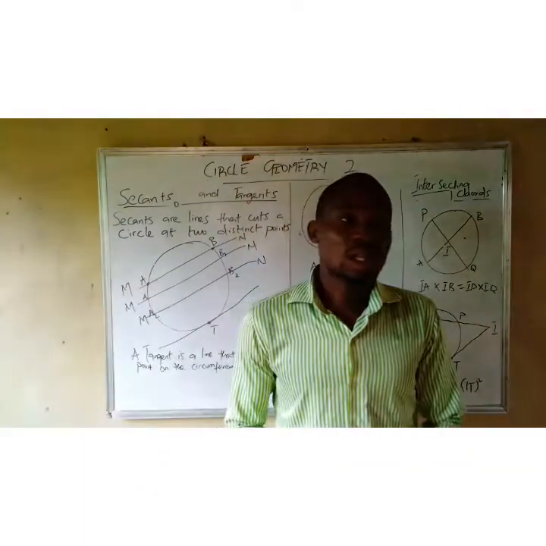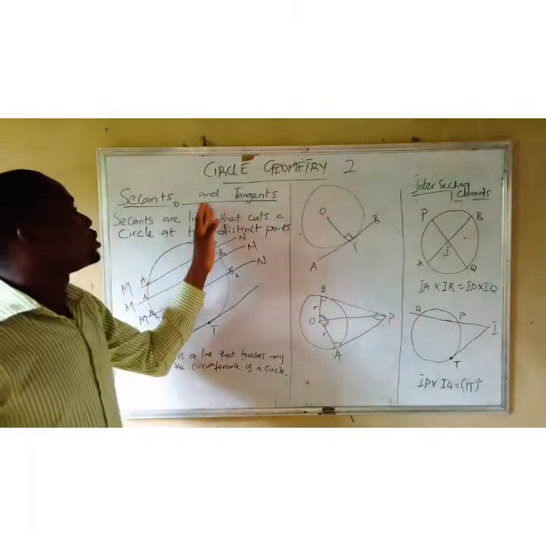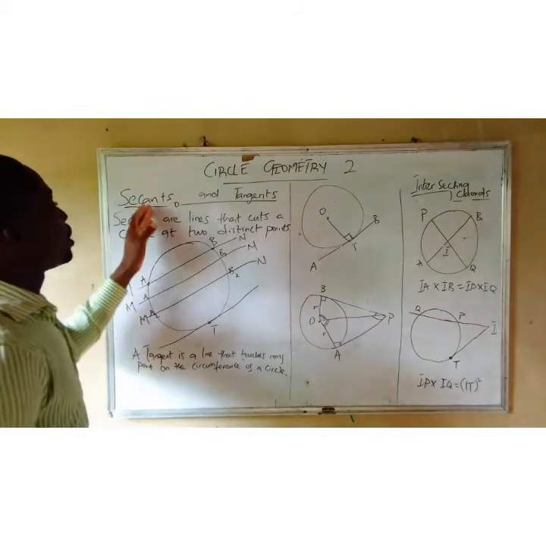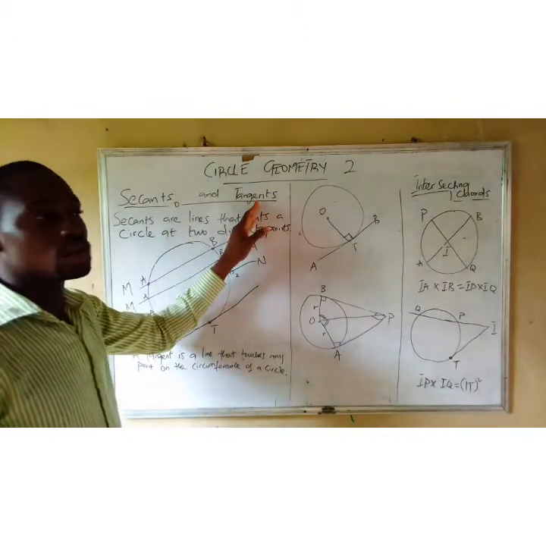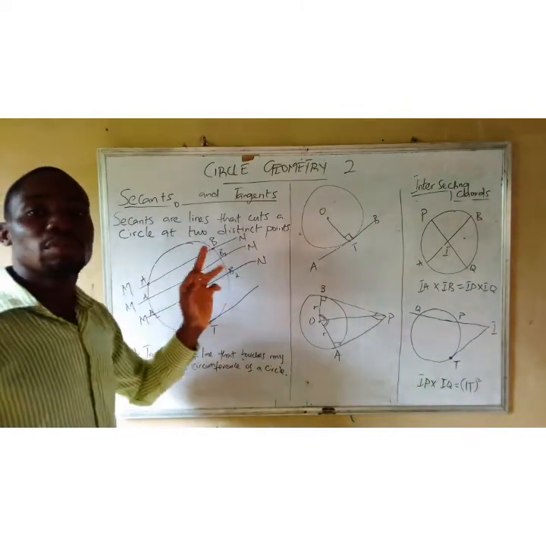In today's tutorial, we're looking at the second aspect of circle geometry. Under today's video, we're looking at secants and tangents. So what are secants? Secants are lines that cut a circle at two distinct points.